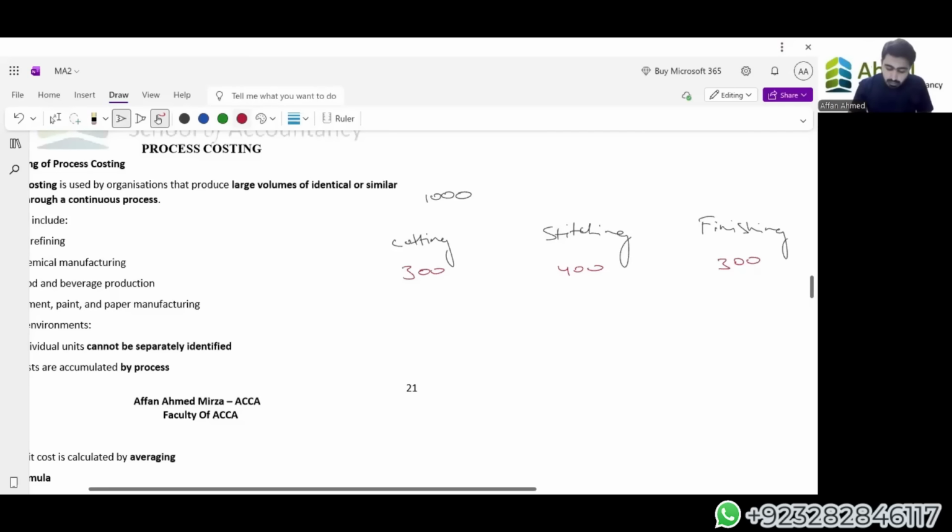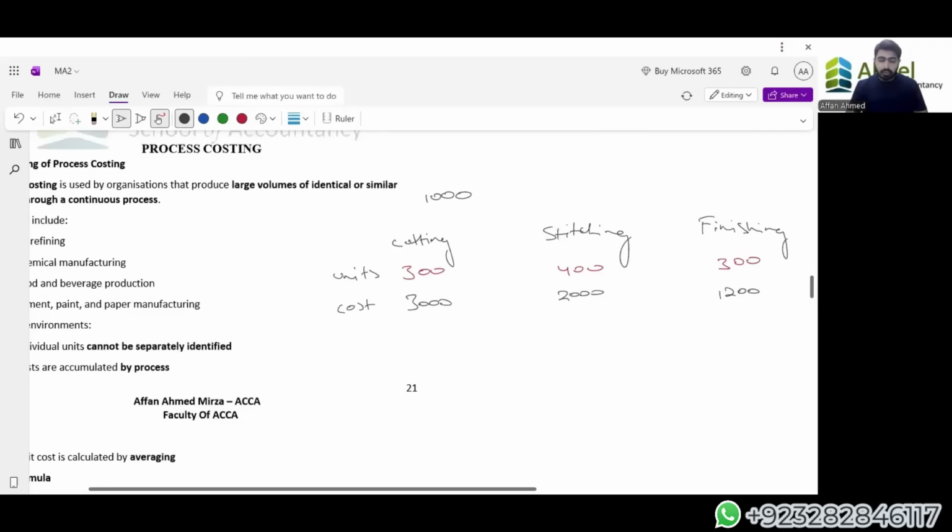Let's say the cutting of 300 units cost us 3000 rupees. I'm just taking random figures right now. I'm not intending to keep any complex numbers here, just trying to give you numerical examples and theoretical knowledge so that you understand the concept of process costing. Stitching took us 2000, finishing took us 1200.